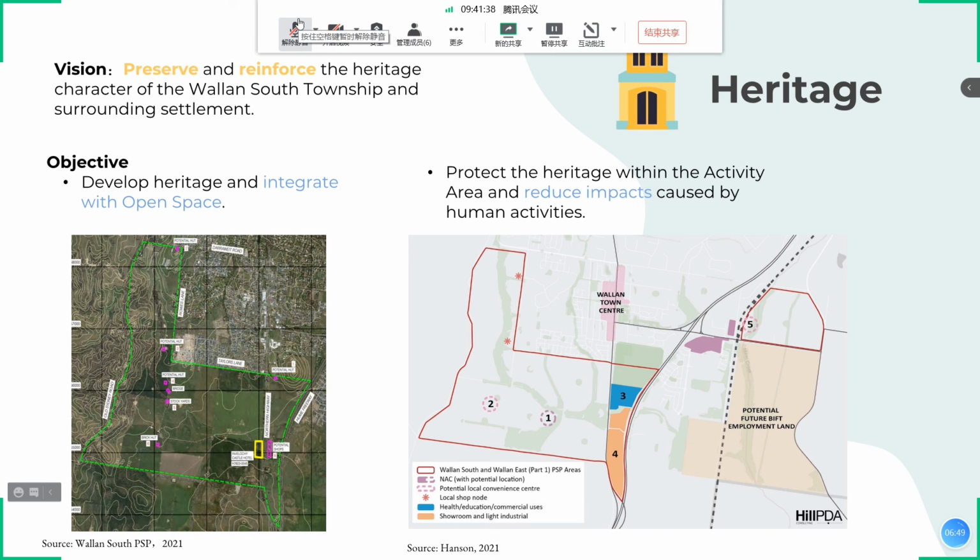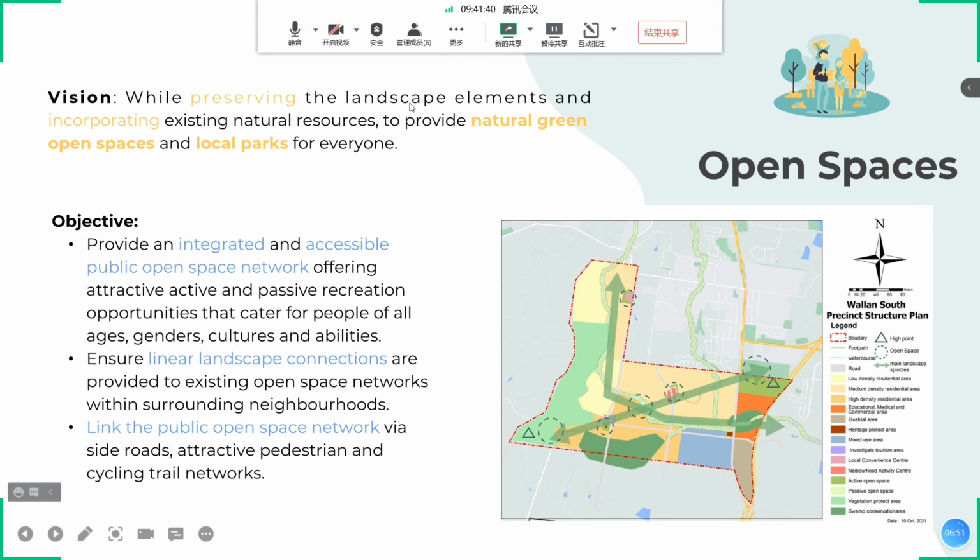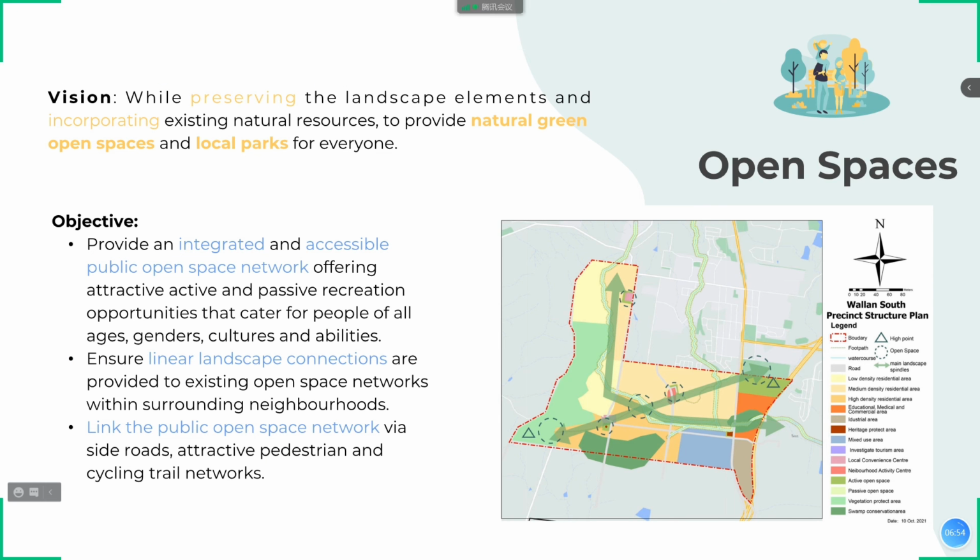For open space, the key vision is, while preserving the landscape elements and incorporating existing natural resources, to provide natural green open space and local paths for everyone. Here are three key objectives. The first one corresponds to the overall vision of equity. The survey's coverage of active and passive open space covers the whole precinct, especially within the high-density residential areas and around the activity centers. The second objective is to ensure linear landscape connections are provided to the existing open space network.